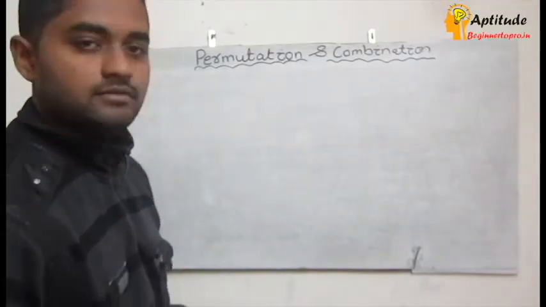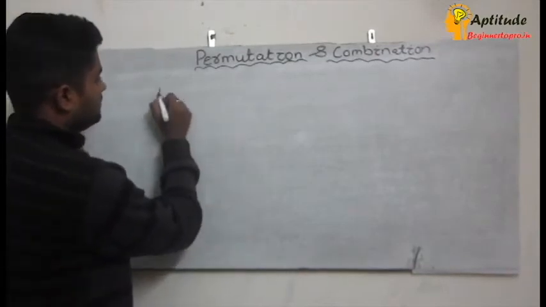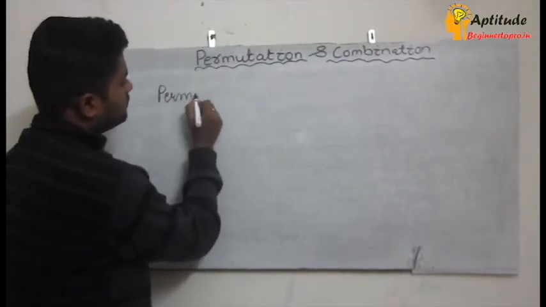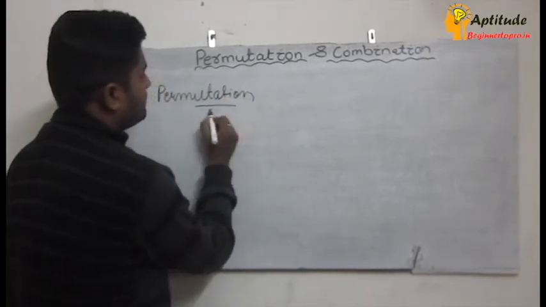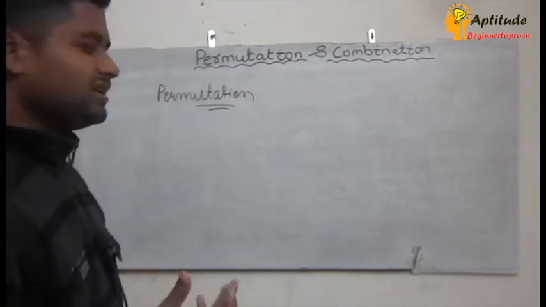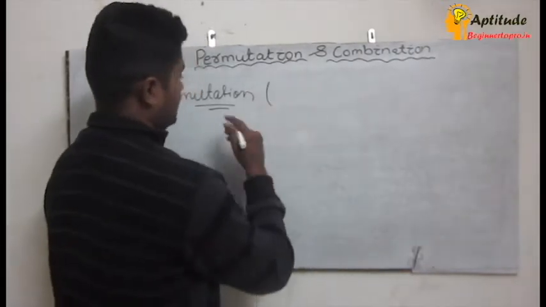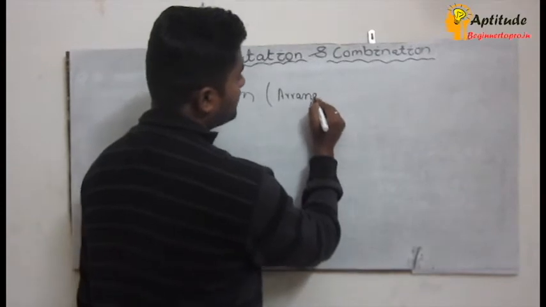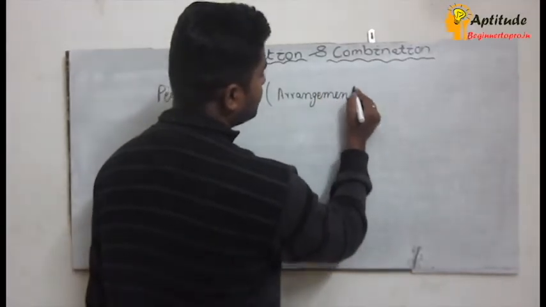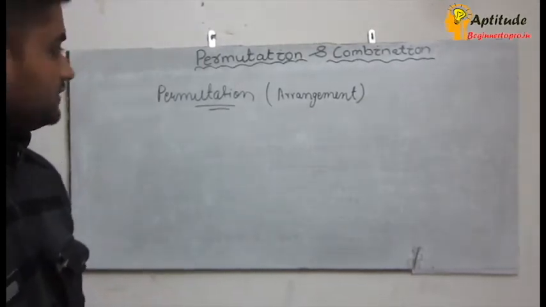Now we will see our next concept, which is permutation. Permutation means nothing but arrangement. The other name of permutation is arrangement. Whenever you see arrangement in any question, it means that you need to find permutations there.